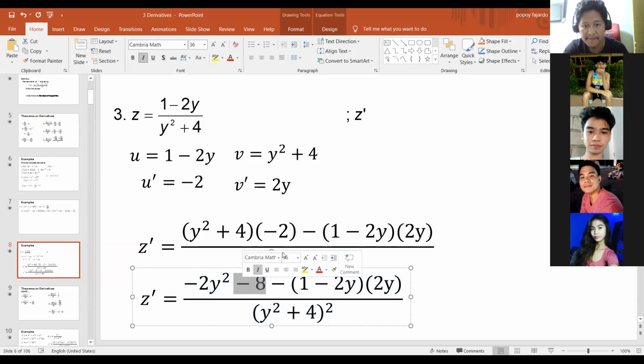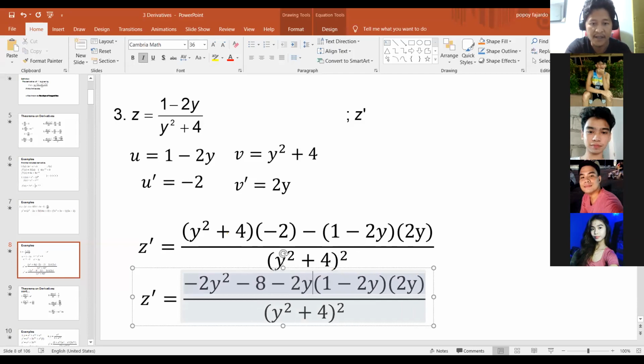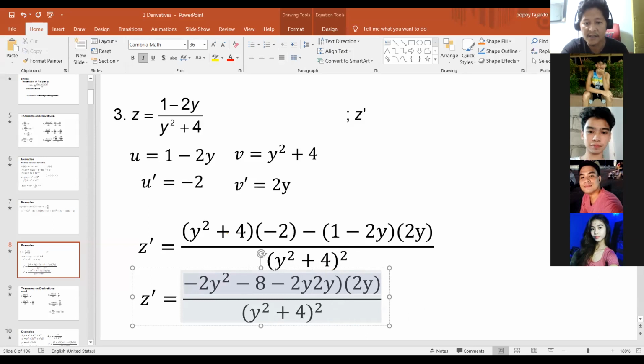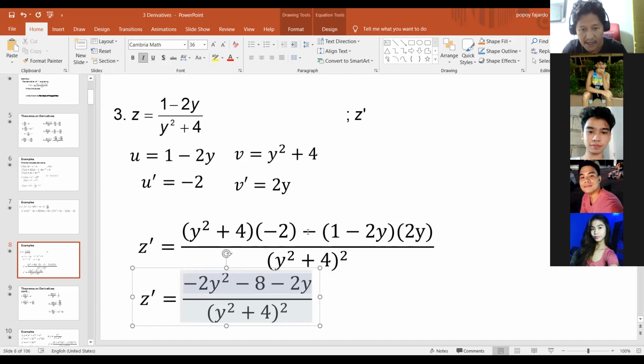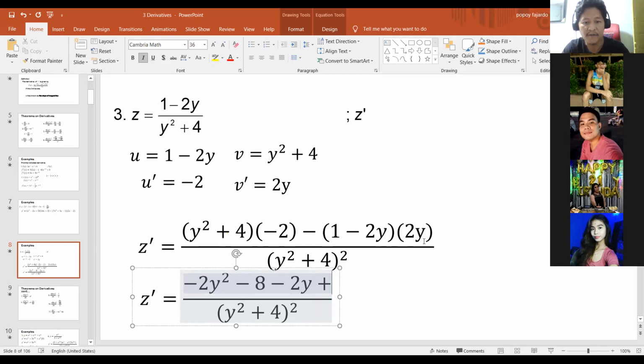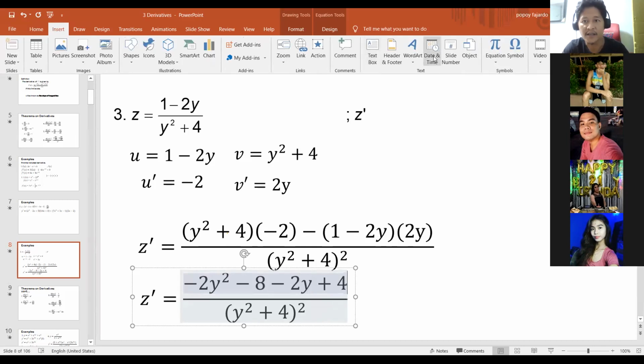Can you follow, guys? And then finally, ito namang negative. So negative times 1, so that would be negative 1 times 2y. So that would be negative 2y. Got it? And then next is yung dulo, yung plus term. Negative times negative, so it becomes positive 2y times 2y squared. So that would be 4y squared. Okay.